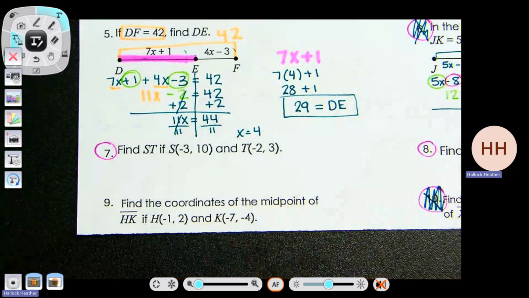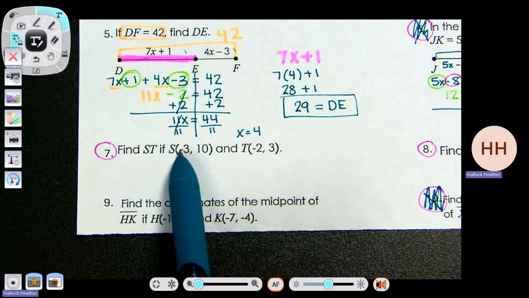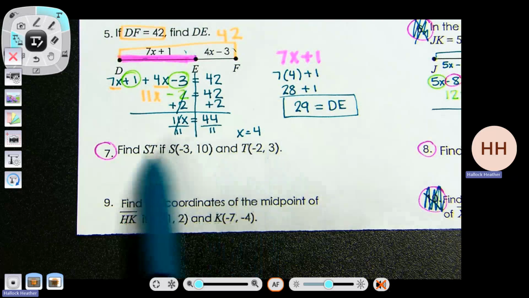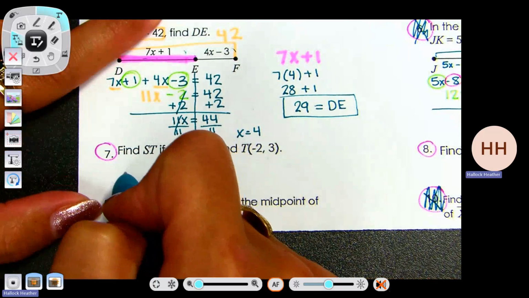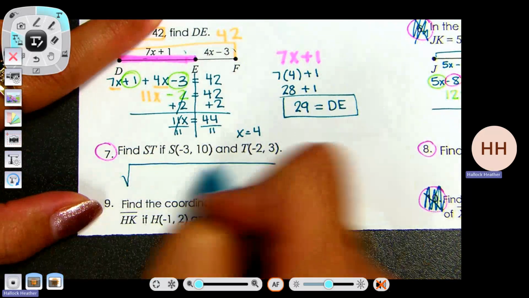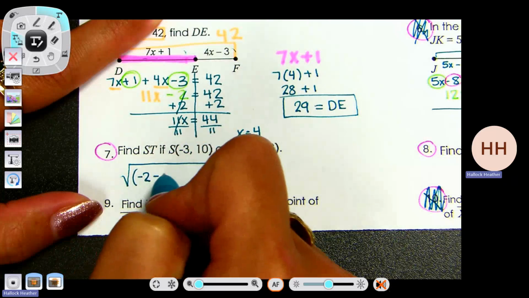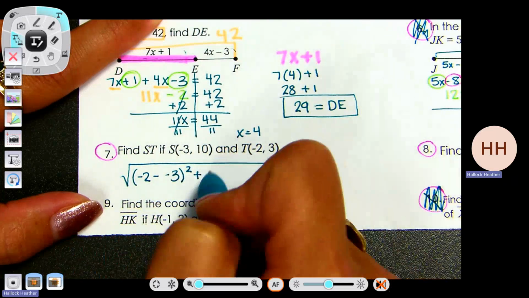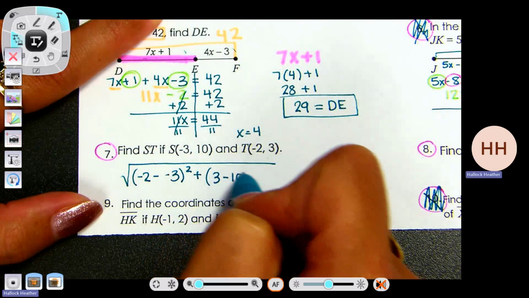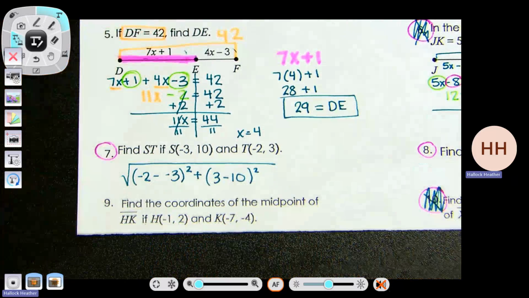So 7 and 8 I put on here. They were going to be on the quiz, and then I took them off because I don't want you to use your computers. So it says find ST if S and T are these. If it says find ST, that just is the distance formula. So this is where we're going to use the Desmos calculator. So you're just plugging it into your formula on your reference sheet. So you should have -2 minus -3 squared plus 3 minus 10 squared.